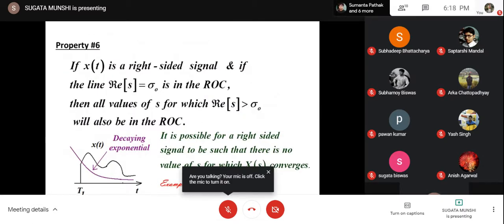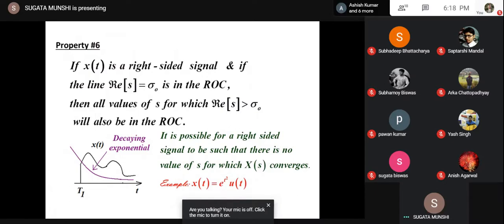Property 6. If x(t) is a right-sided signal, and if the line real value of s equal to sigma 0 is in the ROC, then all values of s for which real value of s is greater than sigma 0 will also lie in the ROC. All right. That fact can be proved in line with what I have proved for property 5. So that is a very simple case.